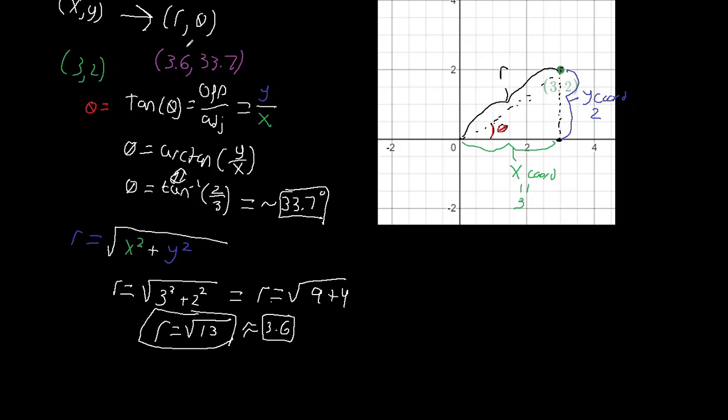Okay, so this is our final answer. Hopefully that makes sense. Again, basically, you're going to be keeping track of the fact that theta is going to be the arctangent of y over x, and your r is going to be the square root of x squared plus y squared. So hopefully that makes sense. Hopefully this conceptual diagram here makes sense. And if you have any questions, please reach out.